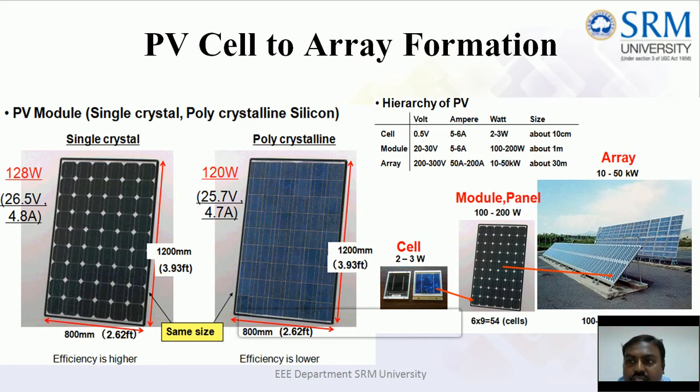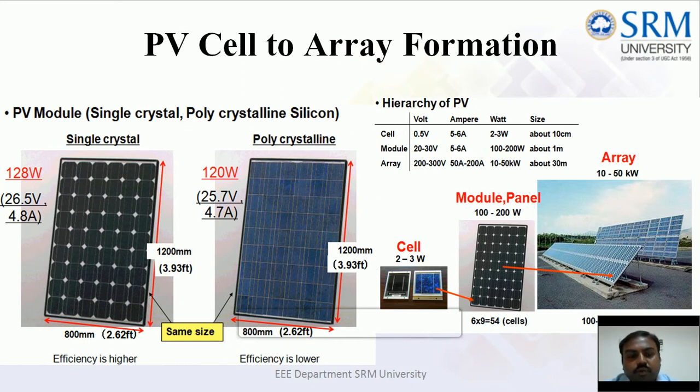So PV cells are connected in series and parallel to constitute a PV panel. Depending upon their rating, PV cells are arranged in series and parallel. These cells are arranged to form a module, and these modules are again arranged in series and parallel to make it into a PV panel.